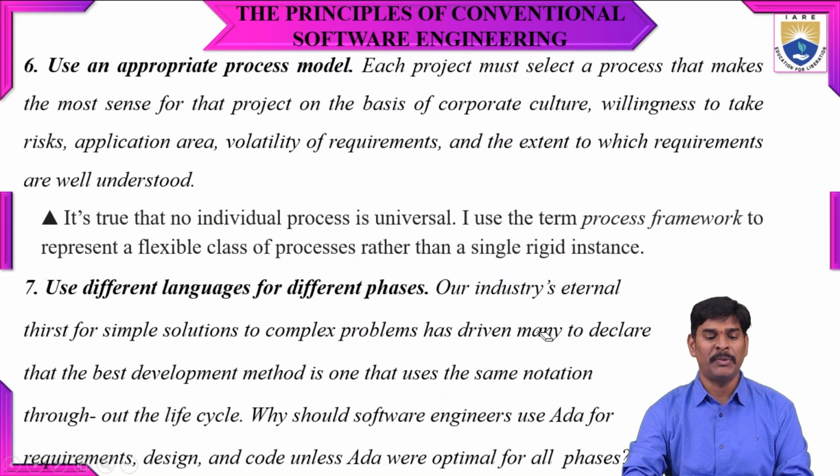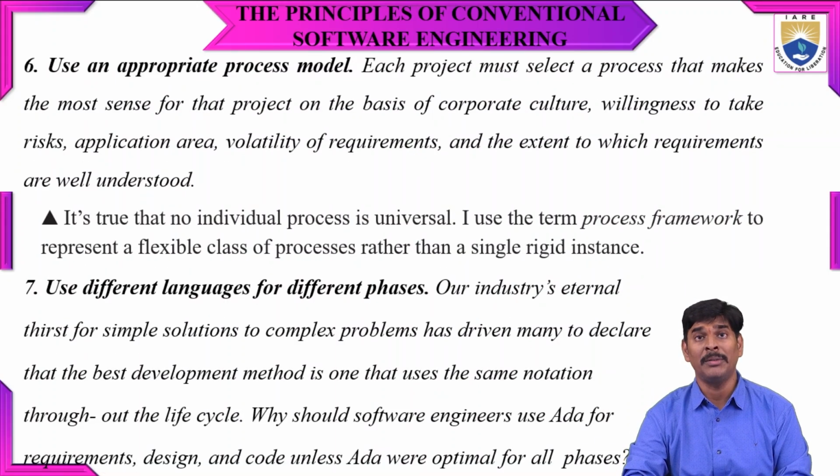Okay, so the next principle is use an appropriate process model. After requirements, the next one is the design part. Then later we can use the process model. For each and every project, we need to select the proper process, so that it incorporates the culture and the main risks, where these applications can be implemented, and any volatility of the requirements. We need to verify the different types of requirements mainly used here.